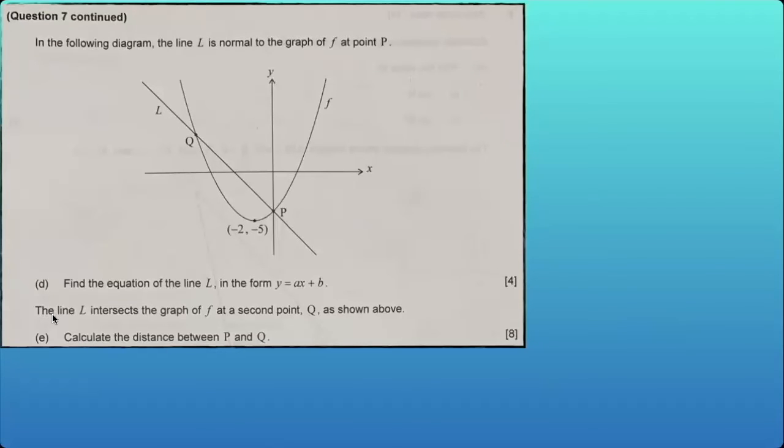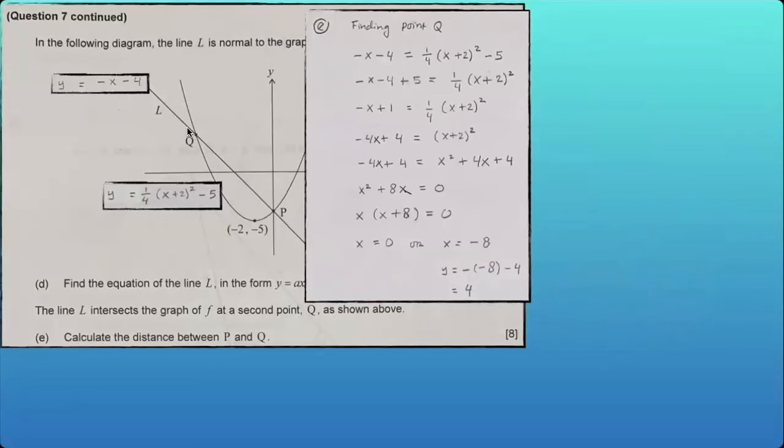Next question. The line L intersect the graph of f at a second point Q. Calculate the distance between P and Q. So let's label the equation first. So that's the line equation or normal equation. And this is the equation of the curve. Since the line and the curve intersect, then we can equate the y's like so. And then we can solve for x. X is equal to 0 or x is equal to -8.